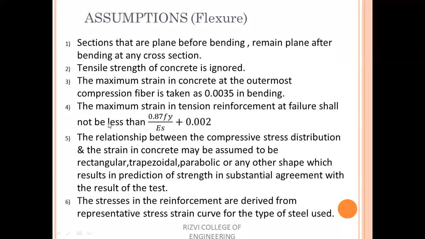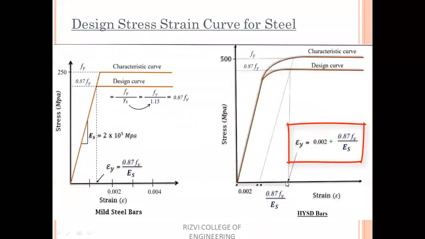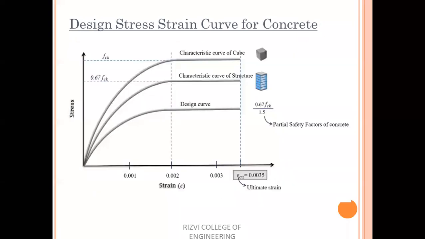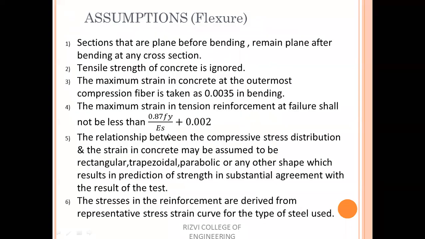The fourth assumption is that the maximum strain in tension reinforcement at failure shall not be less than 0.87 Fy upon Es plus 0.002. I think we have just now discussed this. The maximum strain in tension reinforcement shall not be less than this. So what does this mean? If you go to this figure, look here, the maximum strain. What the assumption is saying is that the maximum strain in tension reinforcement shall not be less than this. It means the strain should not be less than this; it should only be more in the steel that we are using, because you know that steel is a costly material.